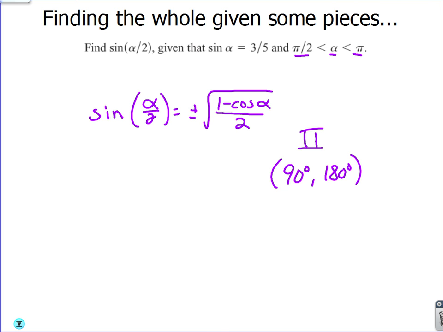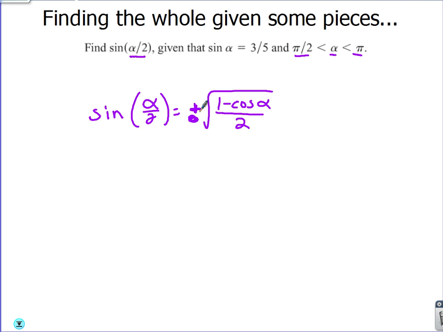We're not looking for alpha. We're not looking for the sine of alpha. We're given that. We're looking for the sine of half of alpha. So we need to know what quadrant we're in so that we'll know whether our sine of alpha over 2 will be positive or negative. If alpha is in the second quadrant, and you half alpha, you're going to be in the first quadrant. So your answer is going to be positive. If you're in the first quadrant, the sine is going to be positive.